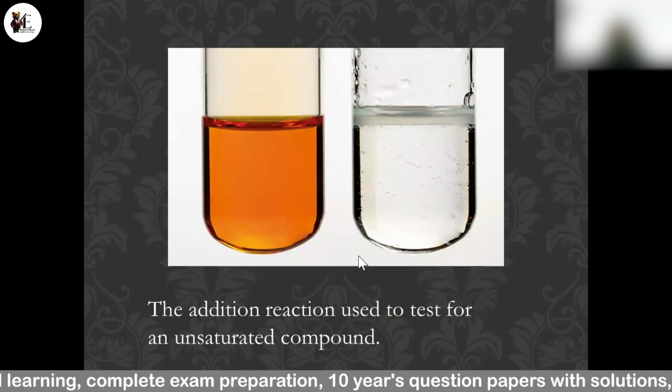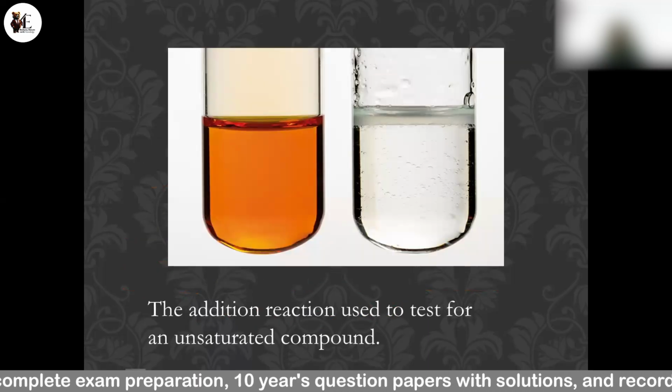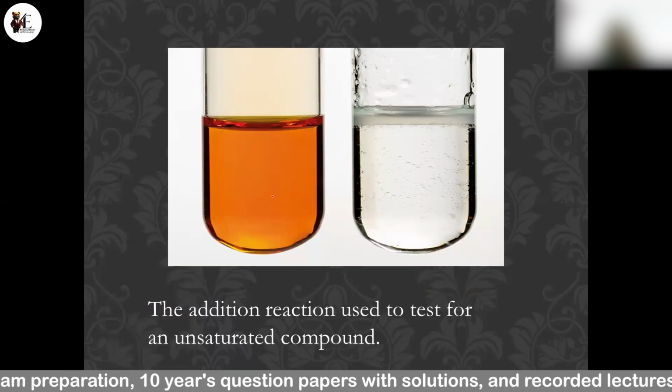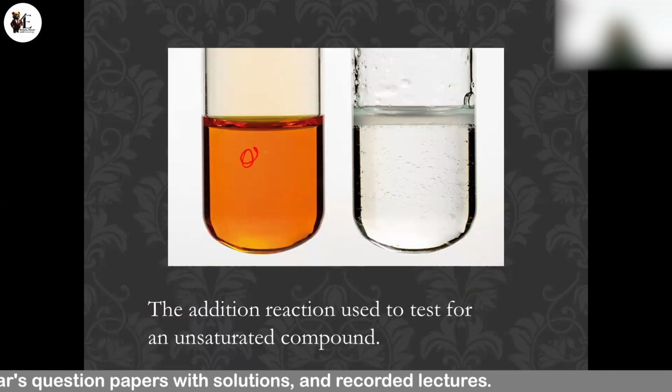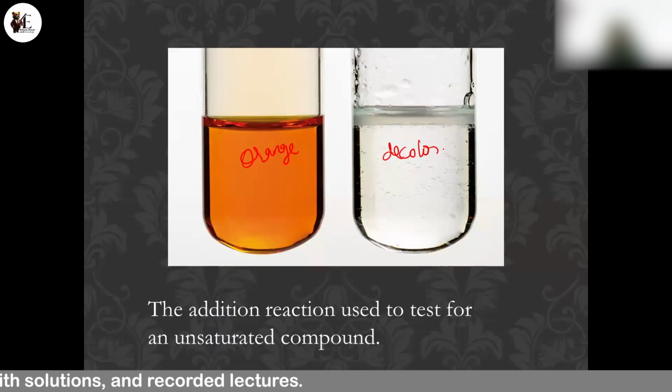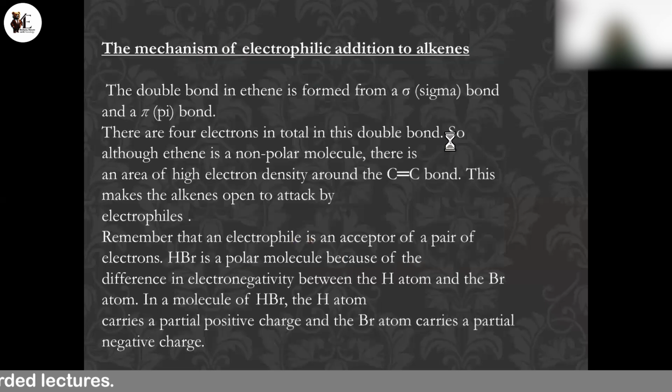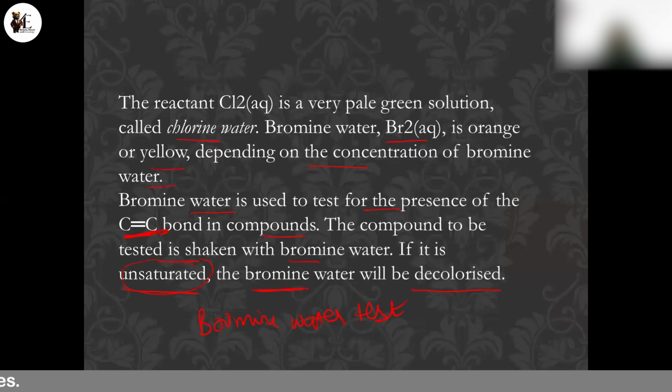See here, an addition reaction happens. It is used to test for an unsaturated compound. So if our organic compound contains a double bond or triple bond, the orange-red color of bromine gets decolorized. So we can say that in our organic compound a double bond or triple bond is present. That means it is unsaturated.